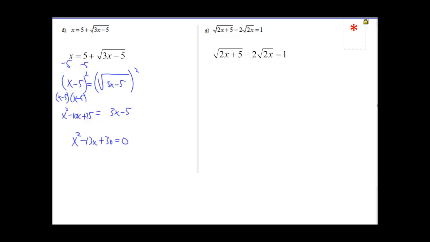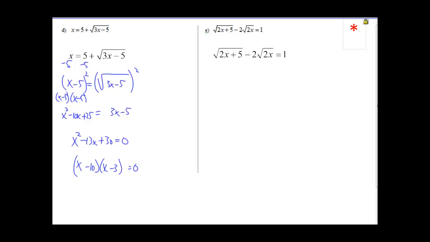Remember the 5 ways to solve quadratics? Stick with 1 or 2 of them. Hopefully try and factor first. If you have to do quadratic formula, do quadratic formula. Okay, this will factor too. X minus 10 times x minus 3 equals 0.